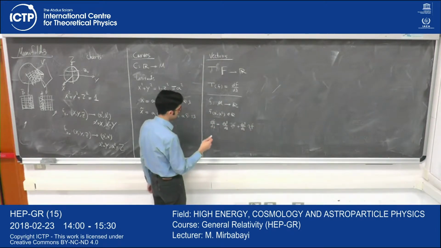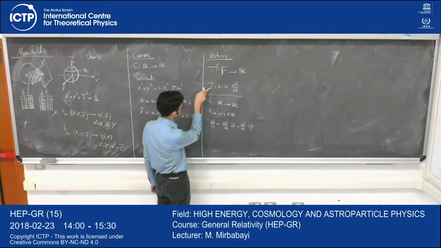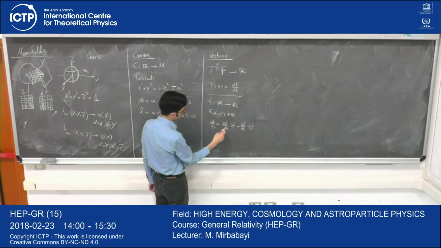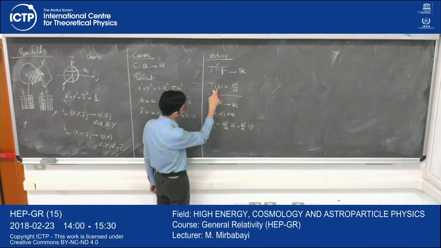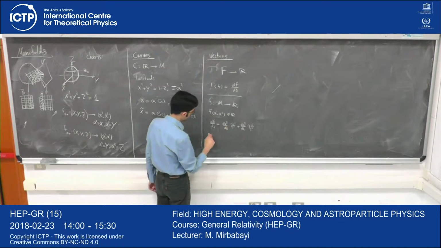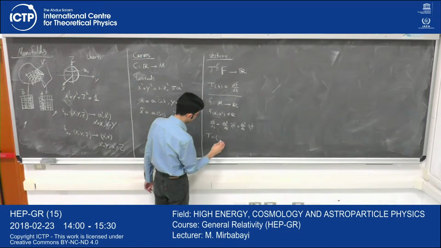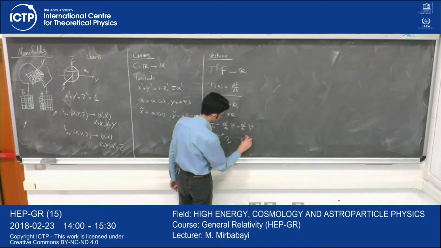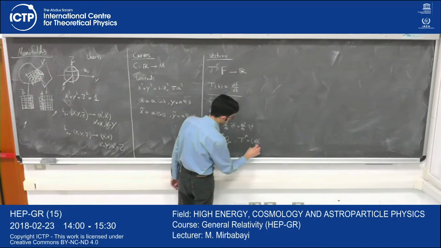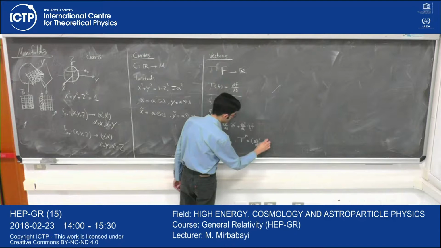Therefore, that was our definition of T. But since this is true for all f's, we can just say that T itself can be expanded in terms of partial derivatives. So T can be written as T^mu times d_mu, where T^mu is given by dx1/dlambda and dx2/dlambda.